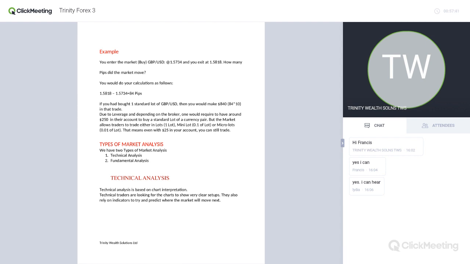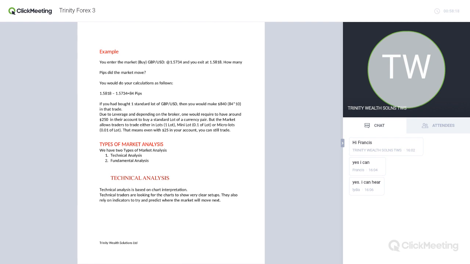So you buy when it's at 1.5734. And actually the market now moves in your favor, it moves up. Let's say your take profit is at 1.5818, and then it's triggered. It means your trade is closed. So how many pips did the market move and how much profit did you make? We take the exit price, 1.5818, and take away the price you bought at, just like a normal market scenario.